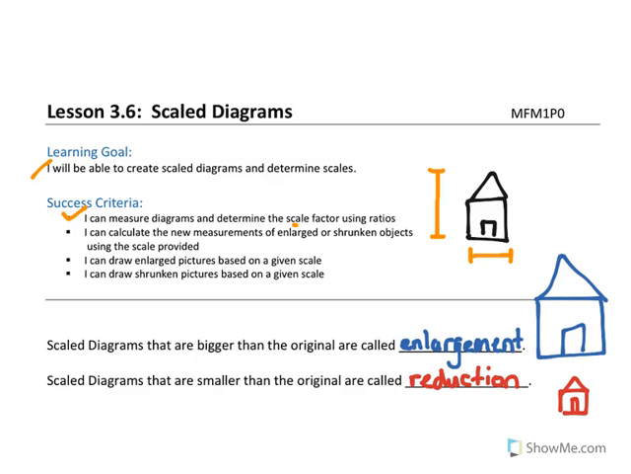Now, using some sort of a scale factor, I can create new measurements. So I could make the diagram larger, which is called an enlargement. You'll notice that the blue house is a lot bigger than the original. Or I can make it smaller, which is called a reduction. So notice that the red house is a lot smaller than the black house. Now, the measurements for the height and the width of the blue and the red house must have been enlarged or reduced by that scale factor, so that it's proportional.